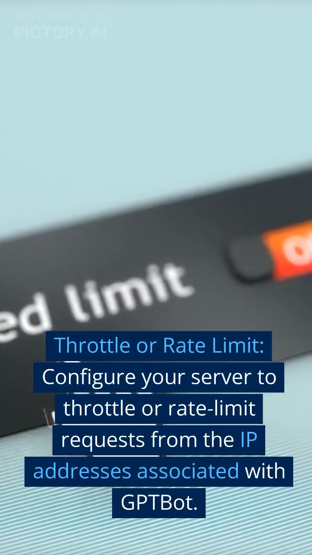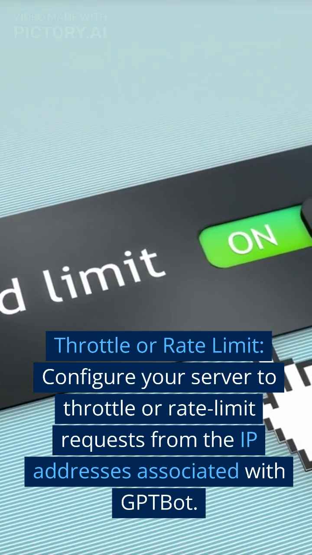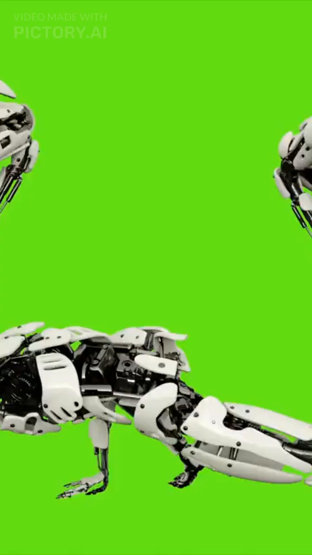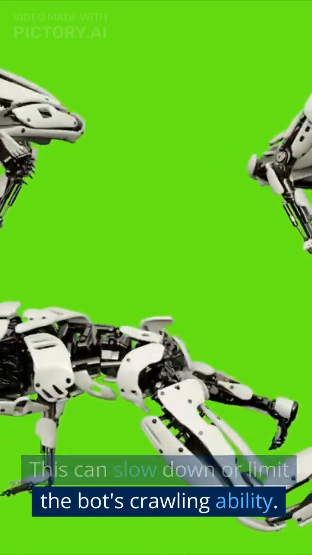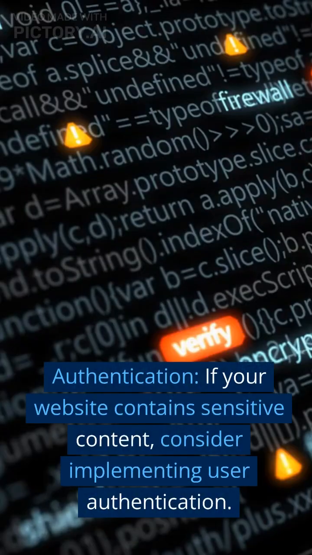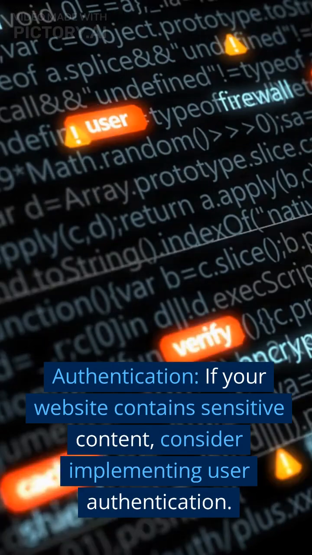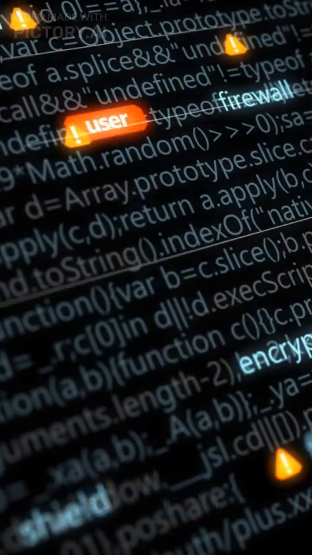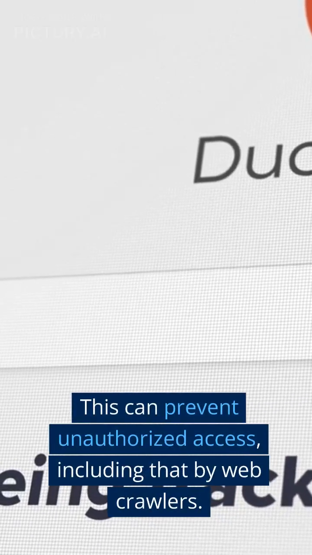Throttle or rate limit. Configure your server to throttle or rate limit requests from the IP addresses associated with GPTBot. This can slow down or limit the bot's crawling ability. Authentication. If your website contains sensitive content, consider implementing user authentication. This can prevent unauthorized access, including that by web crawlers.